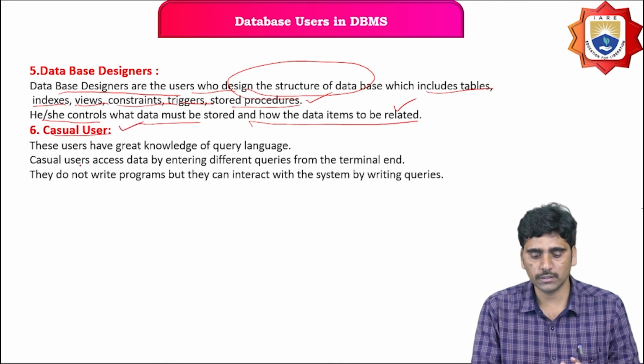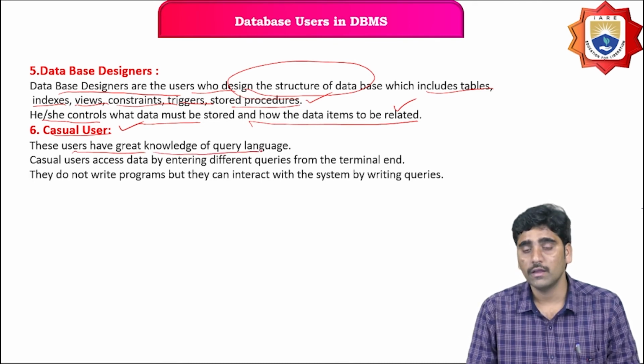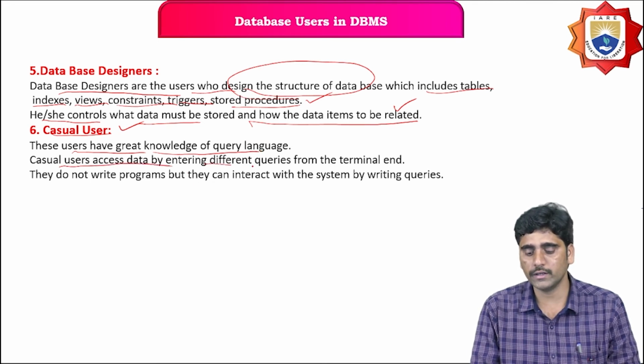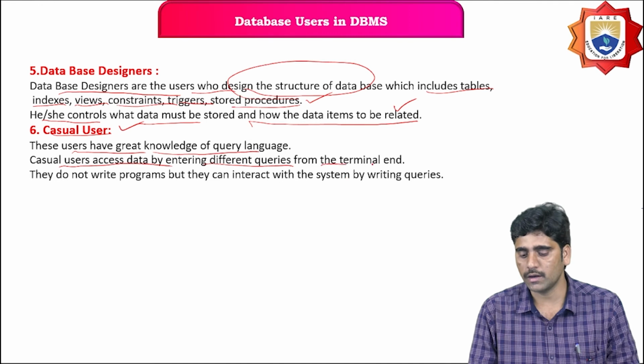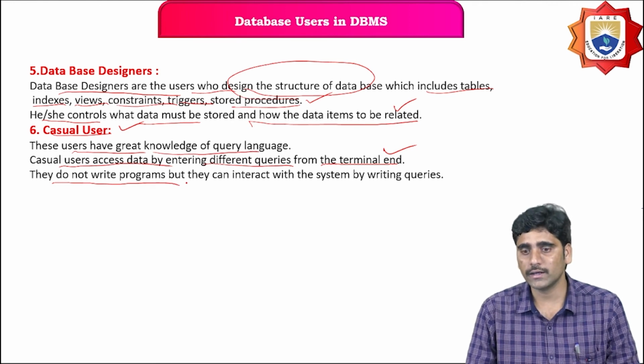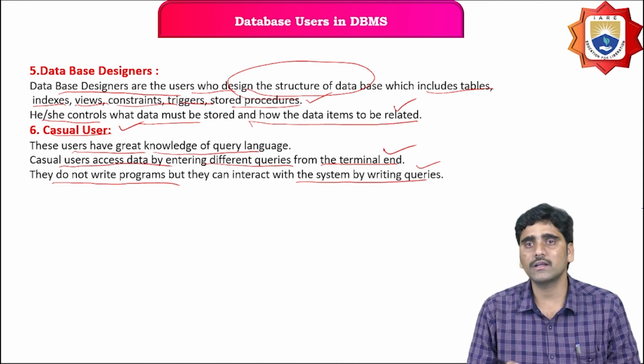Casual users are users who have great knowledge of query language. Casual users access data by entering different queries from the terminal end. They do not write programs, but they can interact with the system by writing queries. They write the queries and interact with the database software with the help of the terminal. So these are casual users.